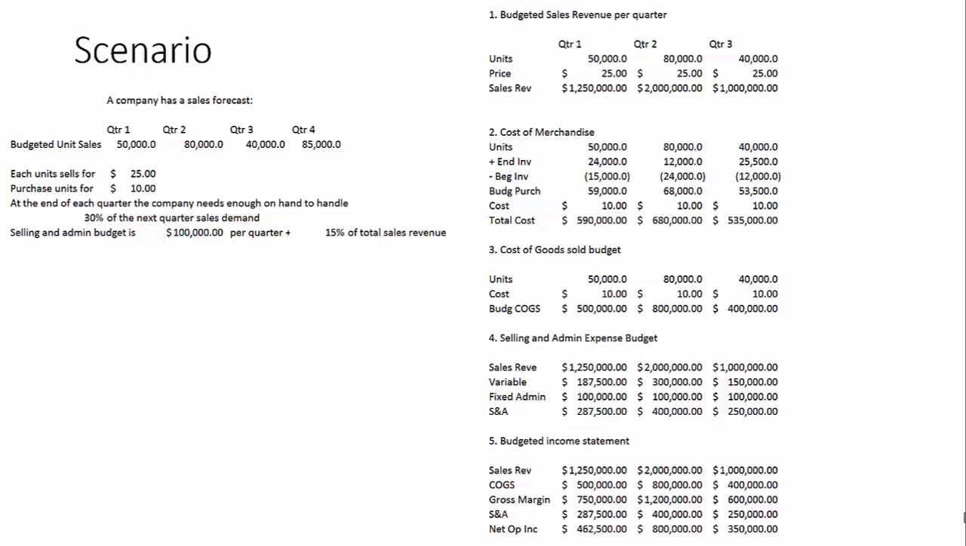Hopefully, if you look at this particular video and compare it to the video on preparing an operating budget for a production organization, and I have down below in the description a link to that video, you can see the difference between doing this same exercise, one for a manufacturing operation and one for a retail resale type of scenario. So I hope that helps to highlight the differences between the two.